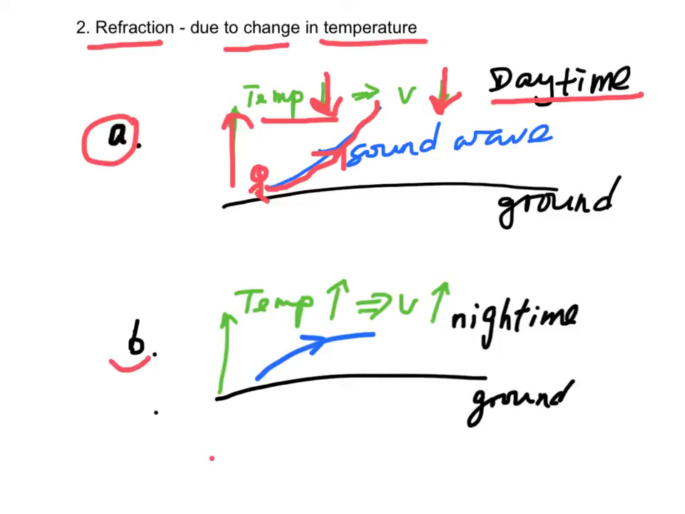However, in figure B, at night time, as the altitude increases, the air temperature will increase. That means the speed of the sound wave will increase with altitude. In this case, when someone speaks, the sound wave will bend in the direction as shown.